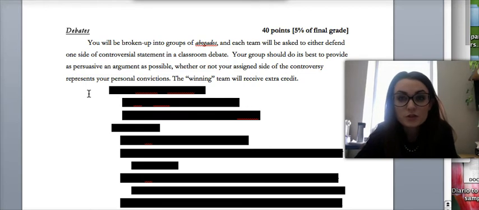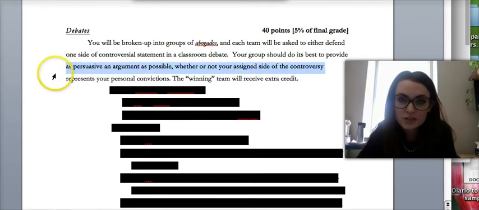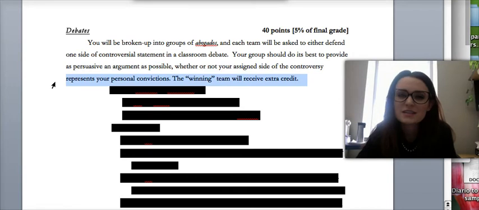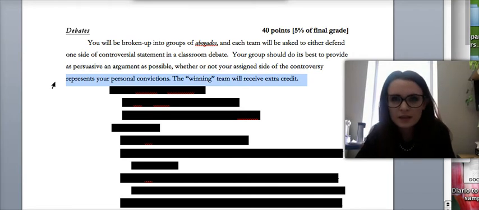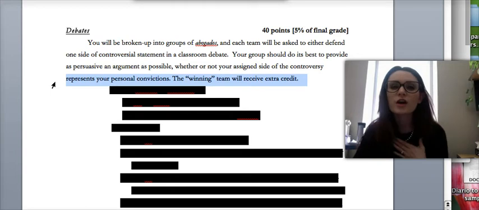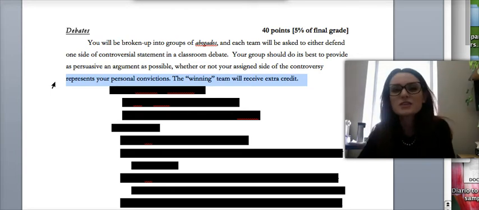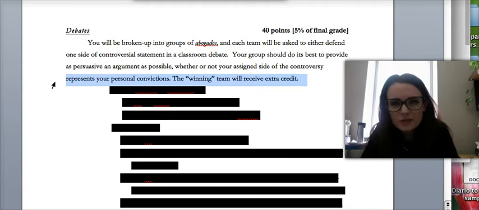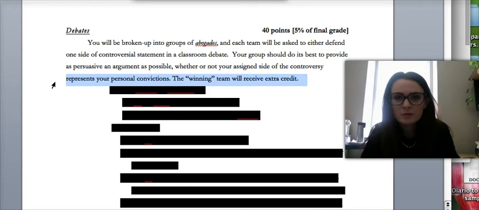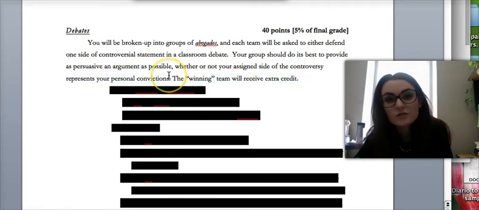So your group should do its best to provide as persuasive an argument as possible, whether or not your assigned side of the controversy represents your personal convictions. And that's important because it's very unlikely that you will fully agree in your heart of hearts with either side of this controversy. Both sides of each argument are going to be very extreme. So I want you to argue for whatever side of the argument you end up on. Defend that side as best you can, even if you don't necessarily agree with it. Okay, the winning team of each debate will receive 1% extra credit added to their final grade.